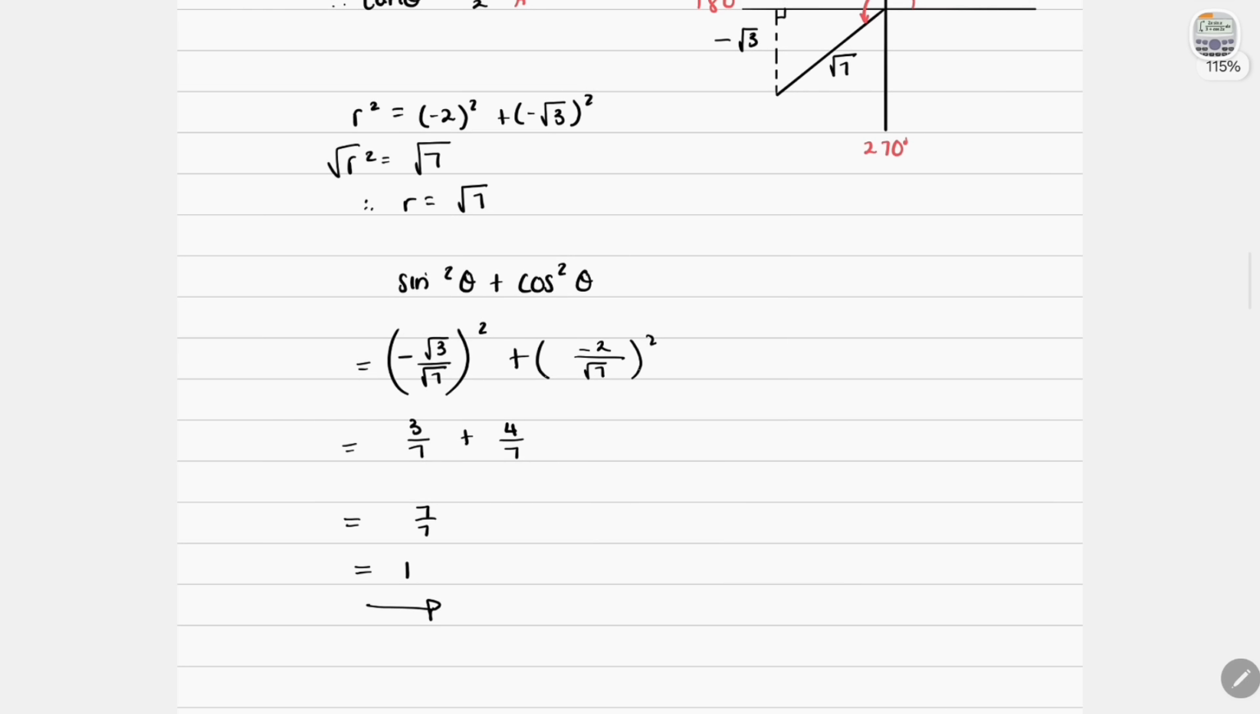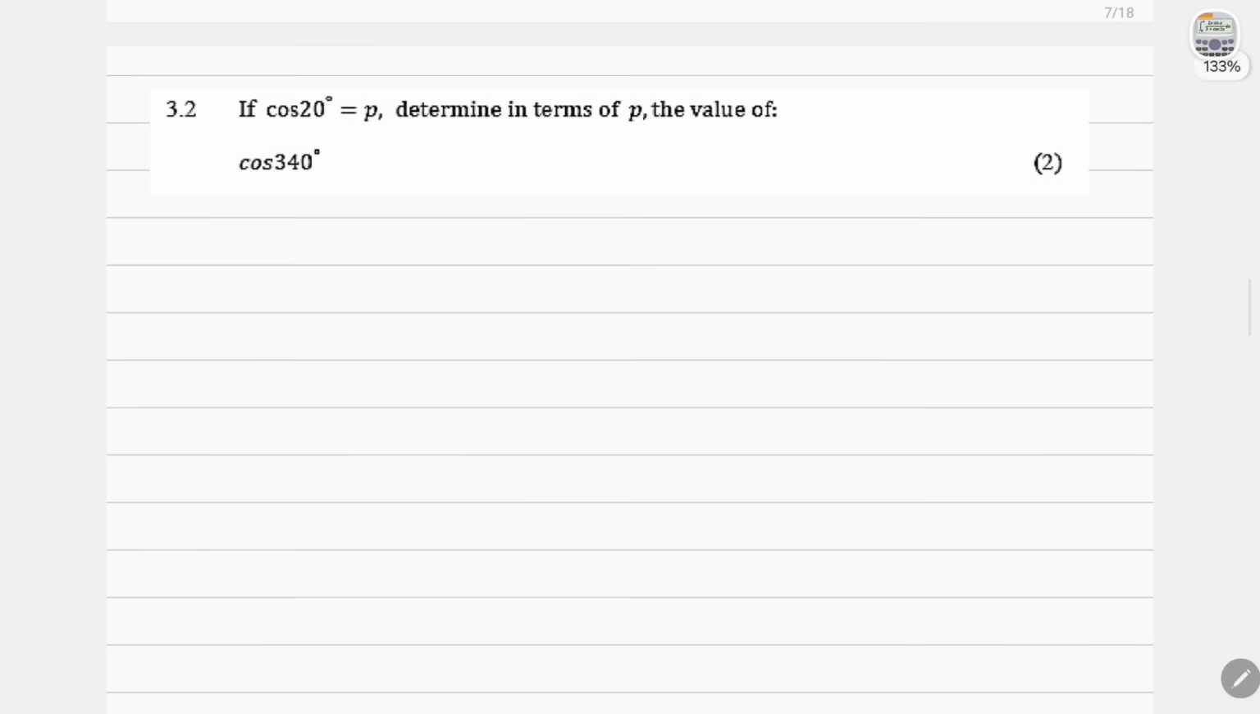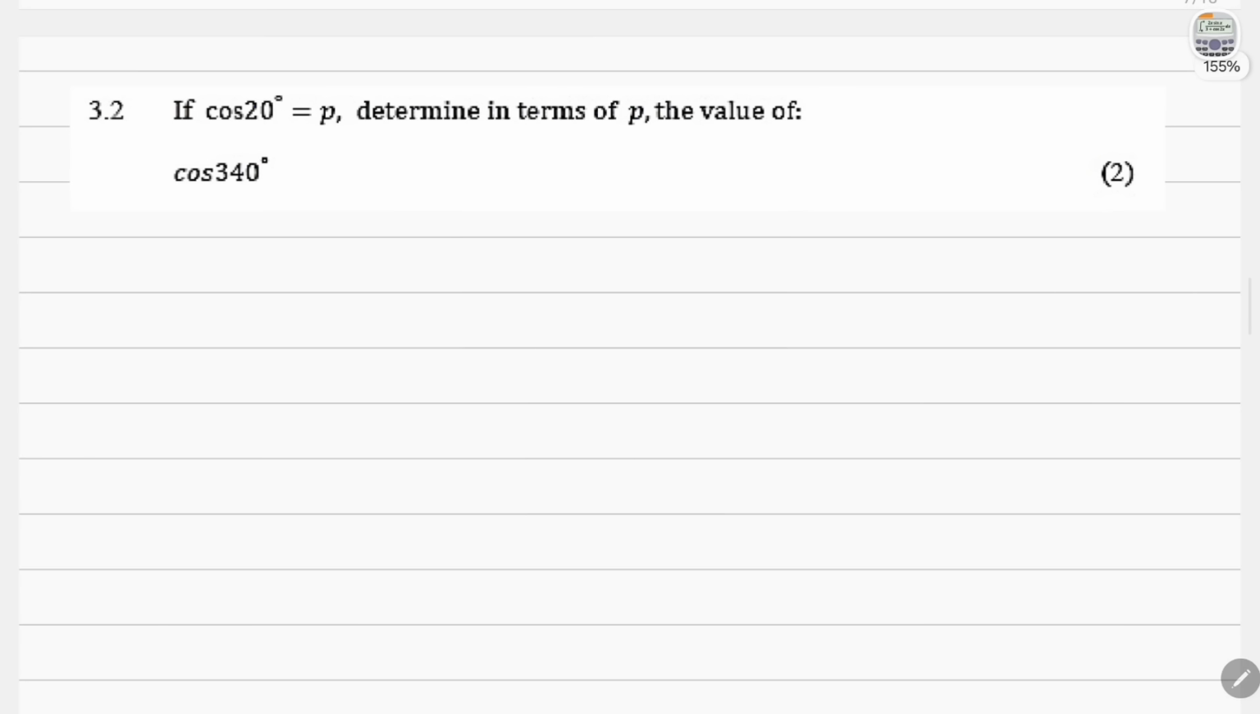Moving on to the next question. Question 3.2 says, if cos 20 degrees is equal to P, determine in terms of P the value of cos 340 degrees. And this is for 2 marks. So let's just think this through and see whether we need a trig diagram or not, because this type of question usually requires a trig diagram. But from what they've asked you to find, you see 340 degrees. We can reduce that and we can actually get a 20 degrees here.